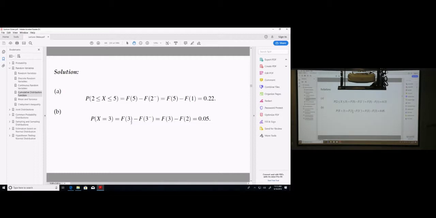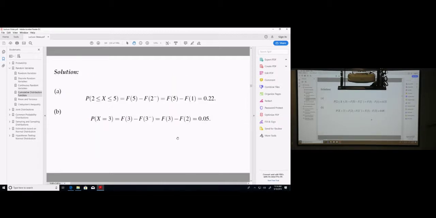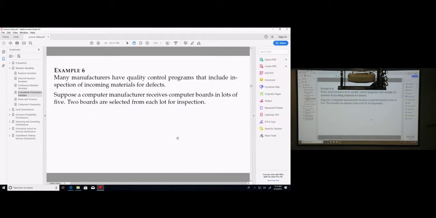There is a jump at 3. And so what is the jump here? The jump is from 0.76 to 0.81. So the jump is 0.05. Okay. So this is another thing.